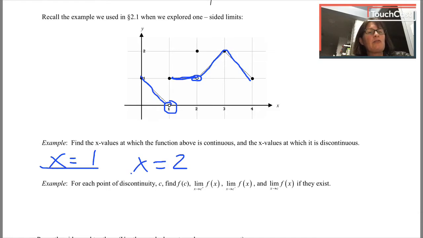Could you pause the video and try to find, for x equals 1 and then later for x equals 2, the limit as x approaches each of those values from the right, from the left, and then find the limit or state that that limit does not exist. You're going to pause the video and fill those in now.